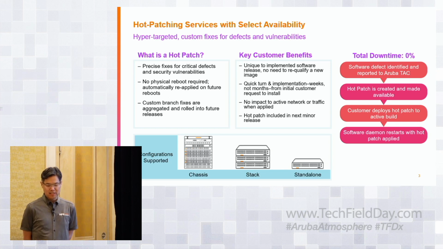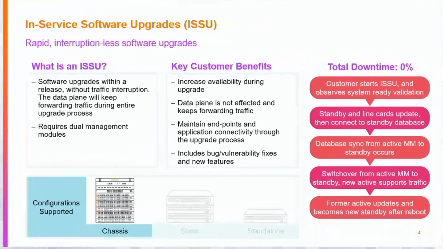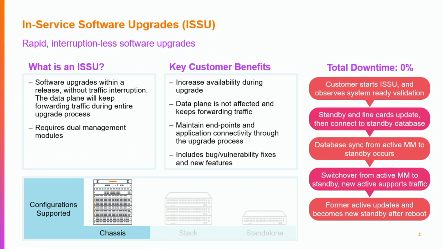We then leverage this technology for ISSU, which is in-service software updates. The in-service software updates not only fix bugs and vulnerabilities, but of course include feature updates. So this is part of our normal code updates that happen on the frequency I mentioned earlier. And customers can choose to update software.